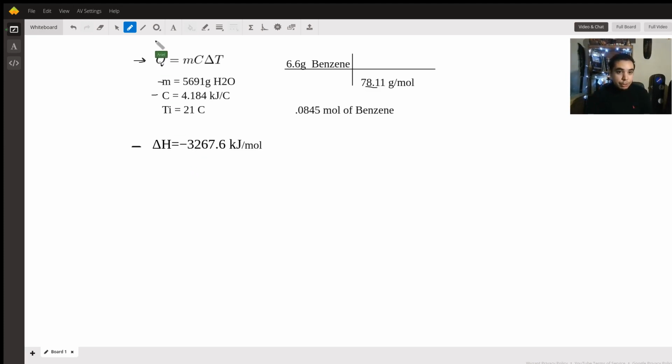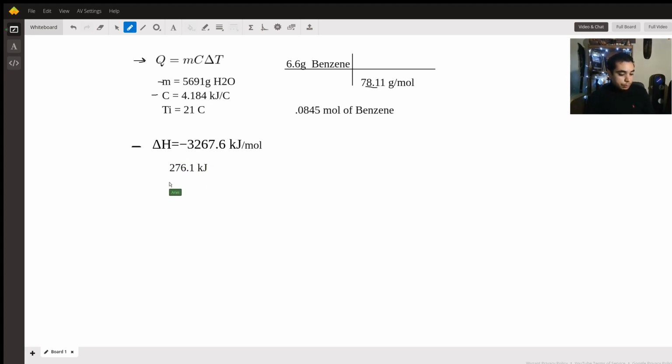So from here, we're going to do all the calculations. If we only have 0.08 moles, we're going to multiply that by the amount of energy produced per mole to get the total amount of energy. So for this reaction, if we only have 6.6 grams of benzene, that means we're only going to produce about 276 kilojoules of energy.